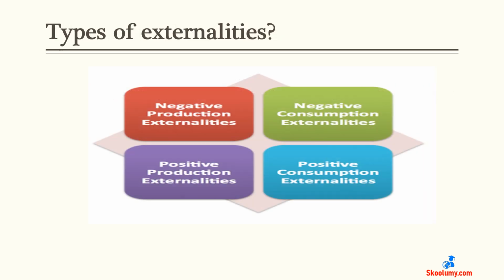There are two broad categories of externalities, namely production externalities and consumption externalities. Production externalities can be positive or negative. Similarly, consumption externalities can be positive or negative. That means there are four types of externalities: positive production externalities, negative production externalities, positive consumption externalities, and negative consumption externalities.